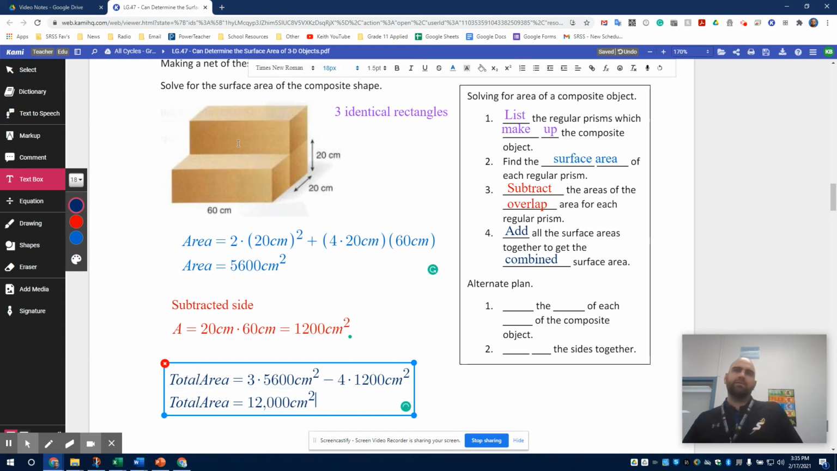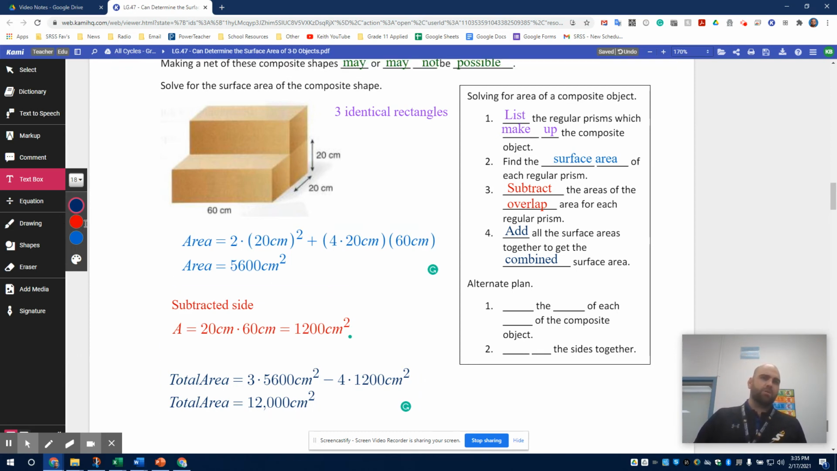So we find the area of each one. In this case, they're all the same, so it makes it a little easier. And then we subtract the sides which are not seen. There's an alternate way to do this, and I just want to go through the alternate way, and you could look at this as well if you'd like.